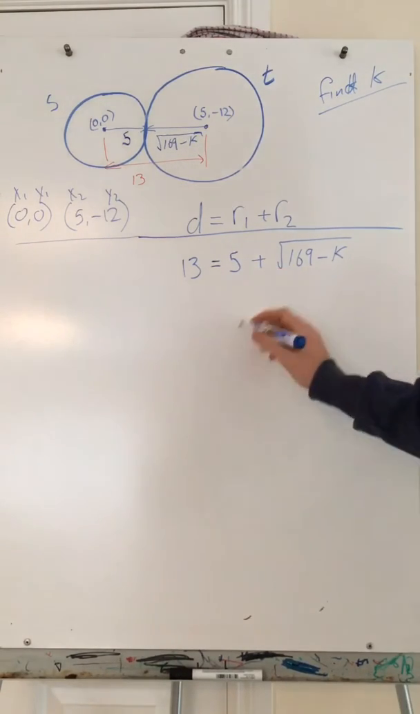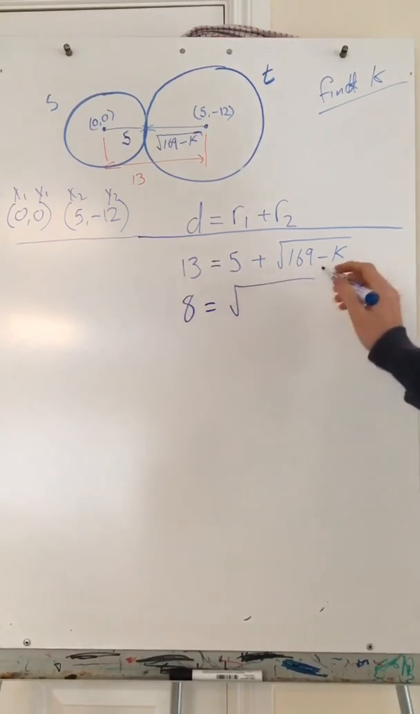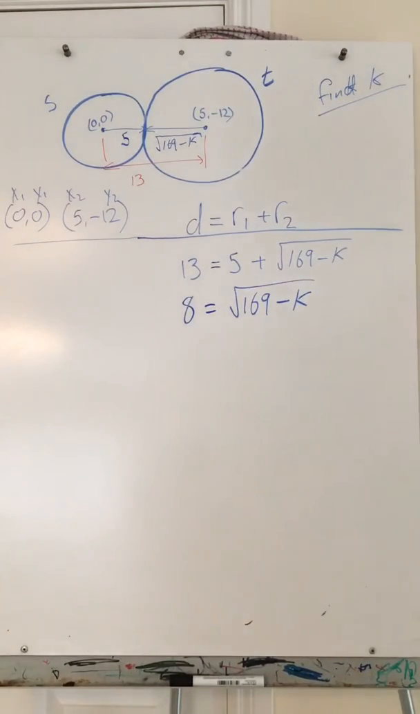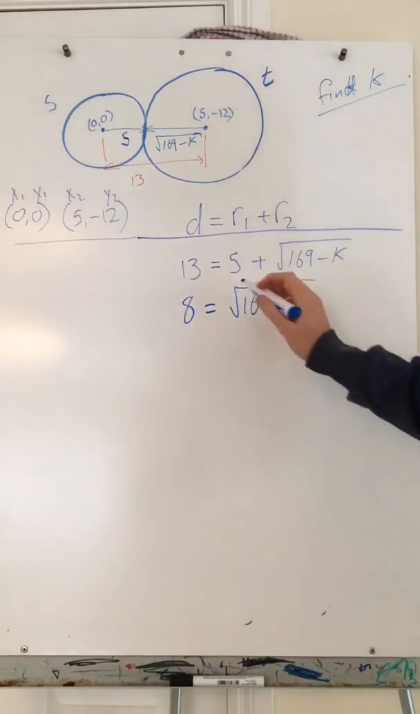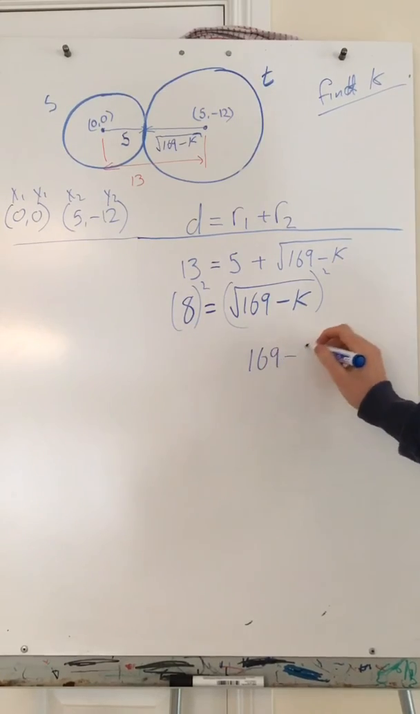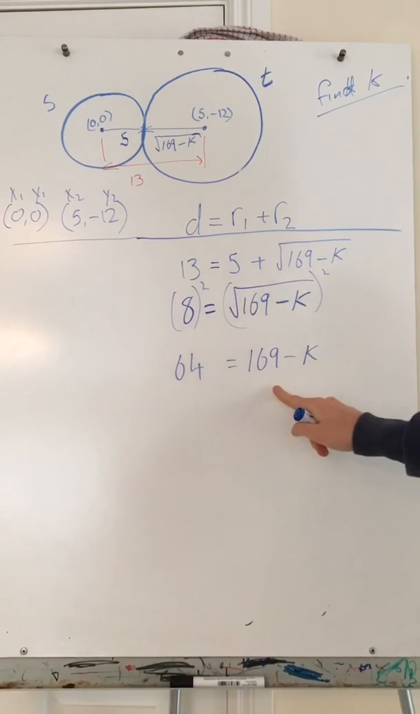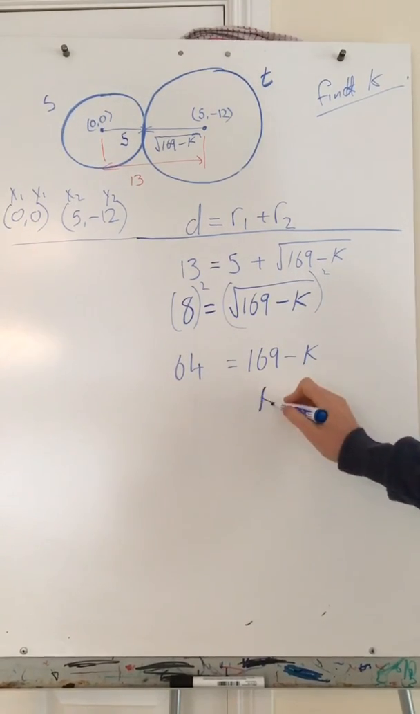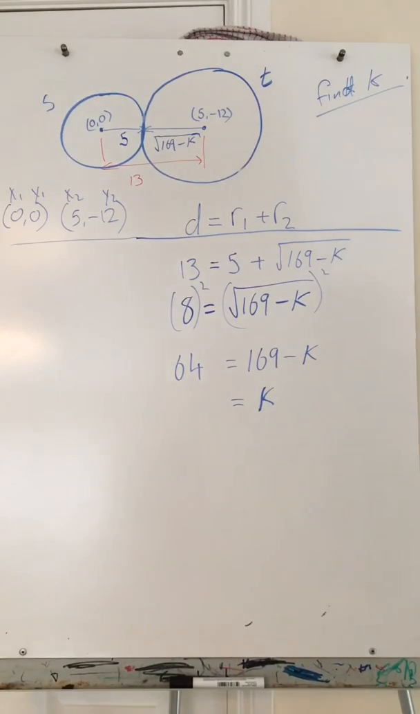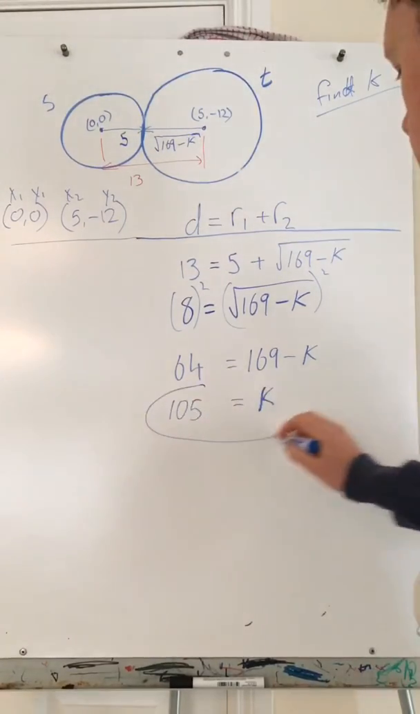So all I'm going to do here is bring over this 5, and we'll get 8 is equal to the square root of 169 minus k. And then I'm hoping everyone remembers that to get rid of a square root, you have to square both sides. So we get 169 minus k is equal to 64. Remember, if you square a square root, it disappears. And now finally, we are one step away from our answer there. k then will equal 105. And that is the correct answer, and that is our final answer.